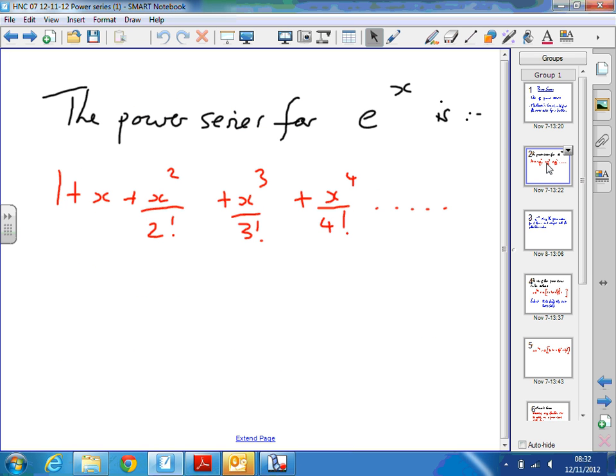the power series for the exponential function e to the x can be written as 1 plus x plus x squared over 2 factorial plus x cubed over 3 factorial plus x to the 4 over 4 factorial, and so on. And we'll show how that's arrived at from Maclaurin series.